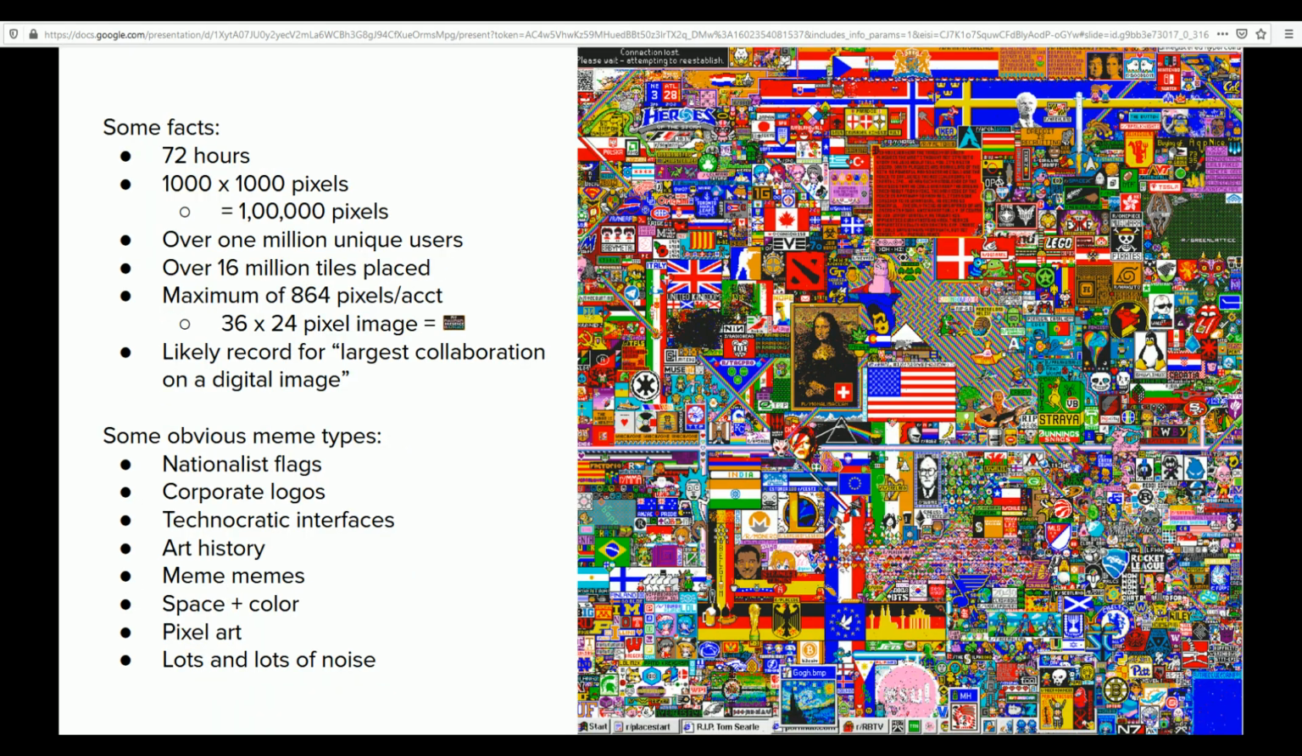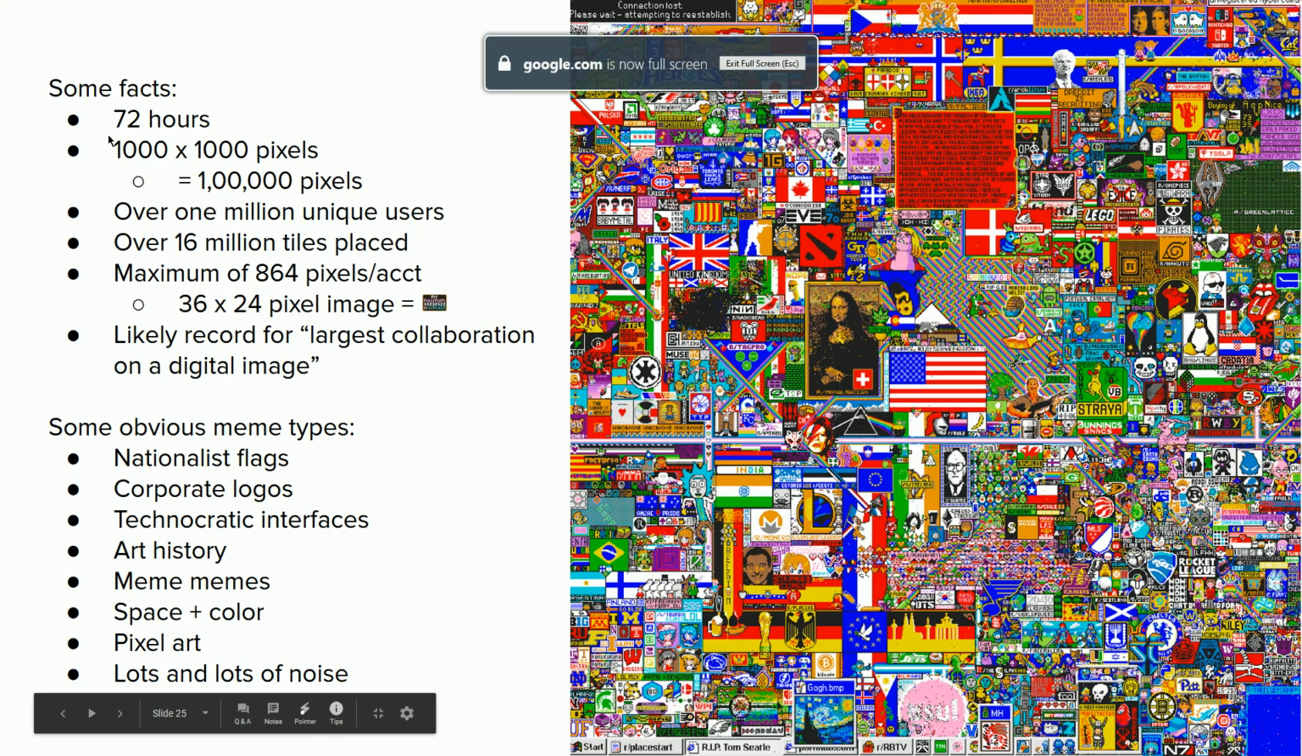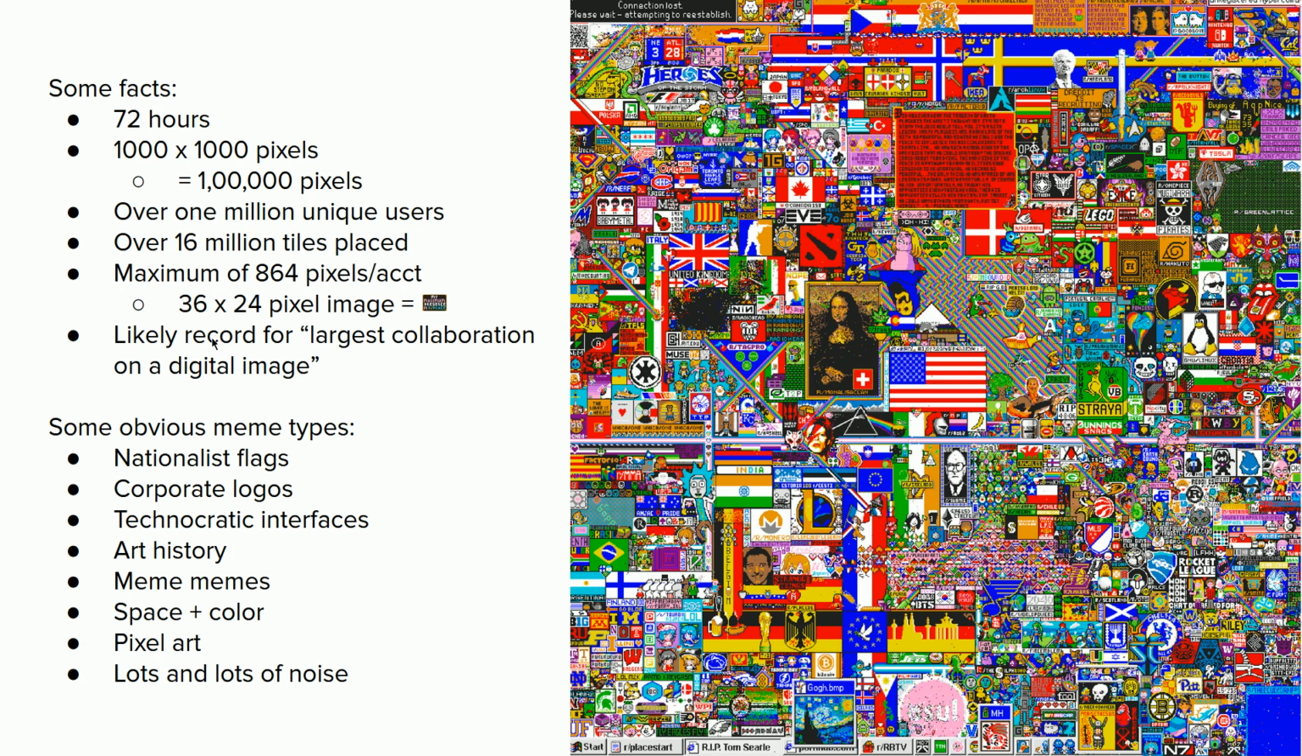Wait, I have stats here. Yeah, so it went for 72 hours. I think it was 10 minutes at the beginning, and I think it was an hour later on. But if you put pixels every single time you could for that entire 72 hours, the most pixels you could put on the screen were 864 pixels, which is an image about this size compared to the full size image.